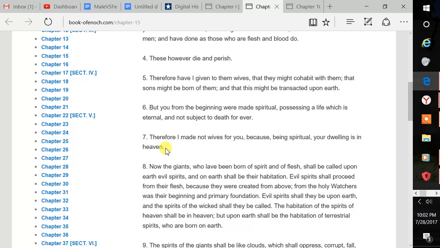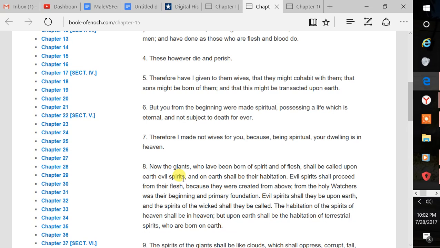Okay, so let's keep reading so you can understand what's going on here. Now it says, therefore I made not wives for you, because being spiritual, your dwelling is in heaven. Now the giants who have been born of spirit and of flesh shall be called earth evil spirits. So what does that mean?